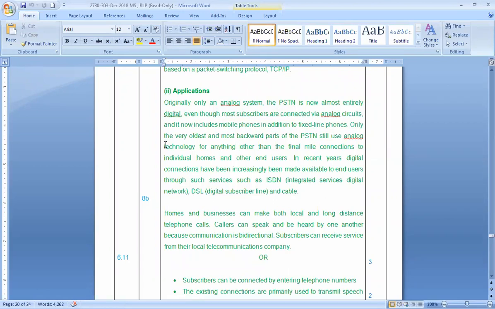This holds for anything other than the final mile connections to individual homes and other end users. For example, even if you have connected wirelessly to your internet, the connection that has come to it is wired. So what I'm trying to say here is you cannot just move away from one technology. It really takes decades and decades of time to move on from one technology to another. The same is applicable with analog and digital circuits.